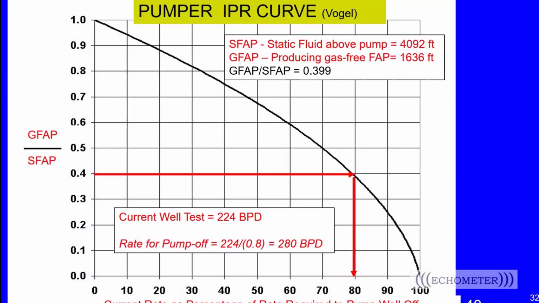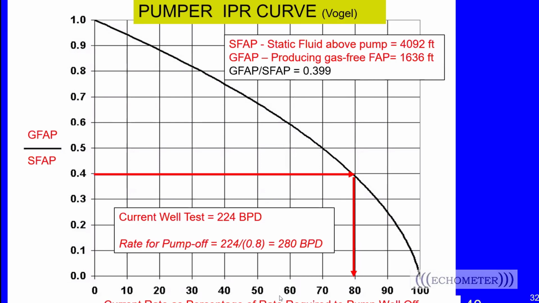My current well test is 224 barrels per day. So I divide that by the percentage, and it says I could increase my pump rate up to 280 barrels per day, and that will cause my fluid level to drop to the pump intake. If I wanted to produce more than that, I would have to lower the pump intake. So that would require a workover of my well. But with the current completion, this is the maximum rate that I could produce.